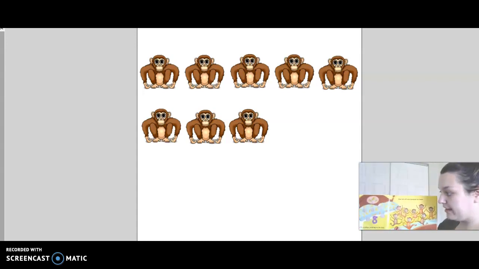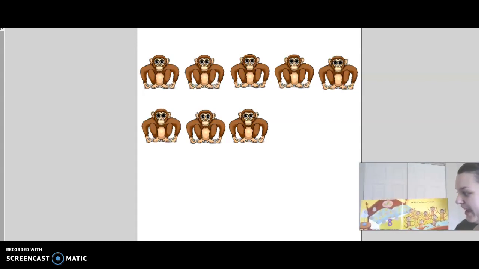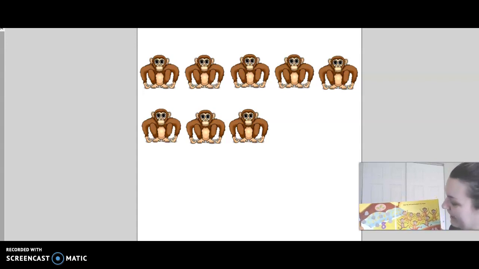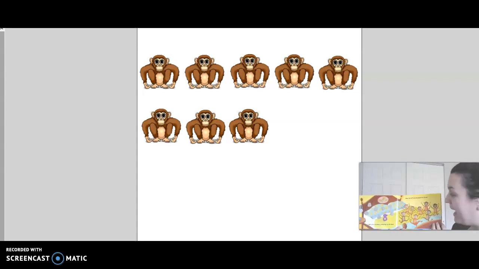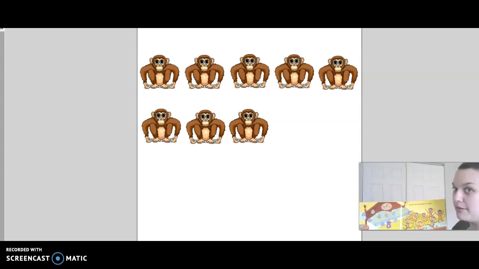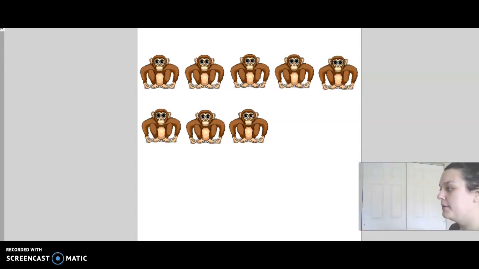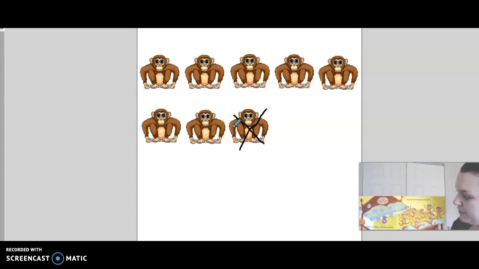I'll just move you back. Okay, perfect. 8 silly monkeys jumping on the bed. One fell off and bumped his head. Okay, so we have 8. Now one fell off, so we're going to cross one out. How many do we have left now? Let's count. 1, 2, 3, 4, 5, 6, 7. Let's see if we were right.